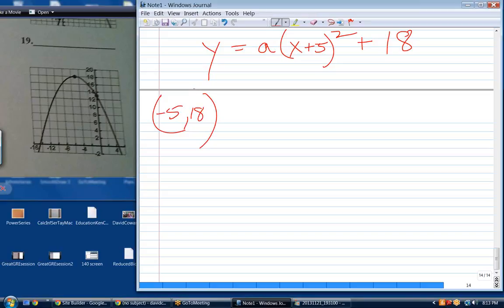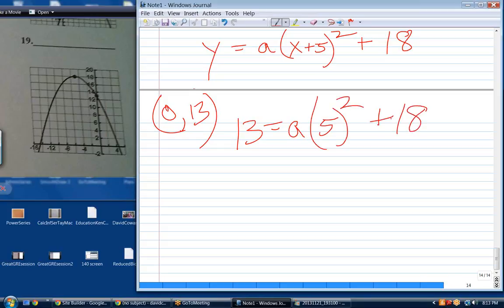Oh wait, hold on. That's the point. Yeah, sorry, I lost my train of thought there for a moment. What is the point? It looks like (0, 13). Okay, so that turns into 13 equals a times 5 squared plus 18. So 25a plus 18, or just, yeah, -5. So divide that, a equals -1/5.